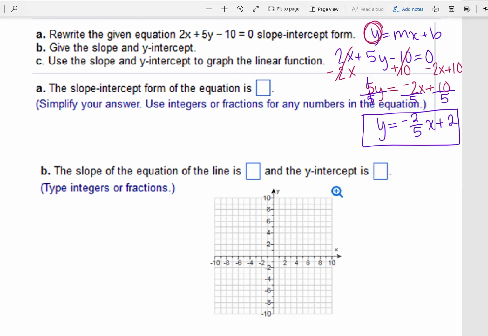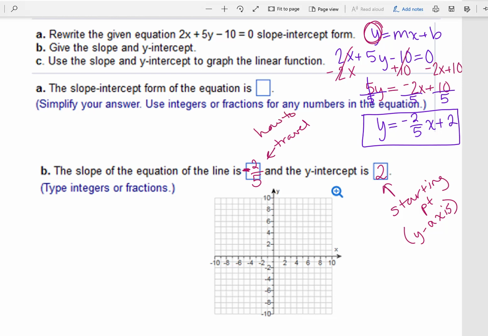And then it asks us what the slope of the line is, okay, so remember our slope is the coefficient of that x term, so negative 2/5, and the y-intercept is positive 2. And then they want us to graph it. So remember, this is your starting point on the y-axis, and this is your travel, how to travel.